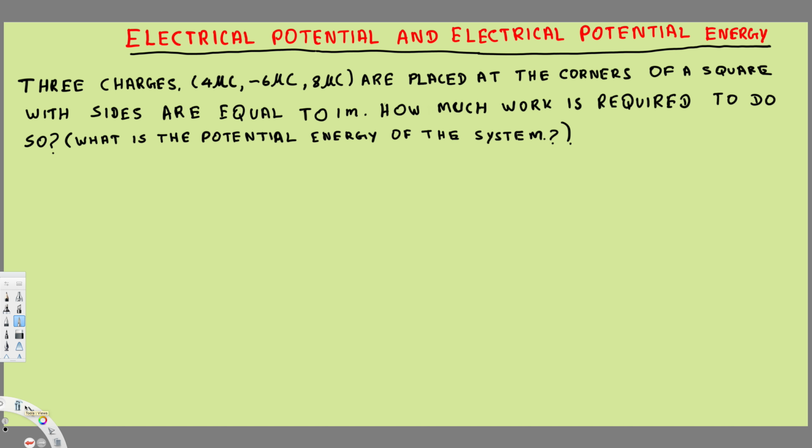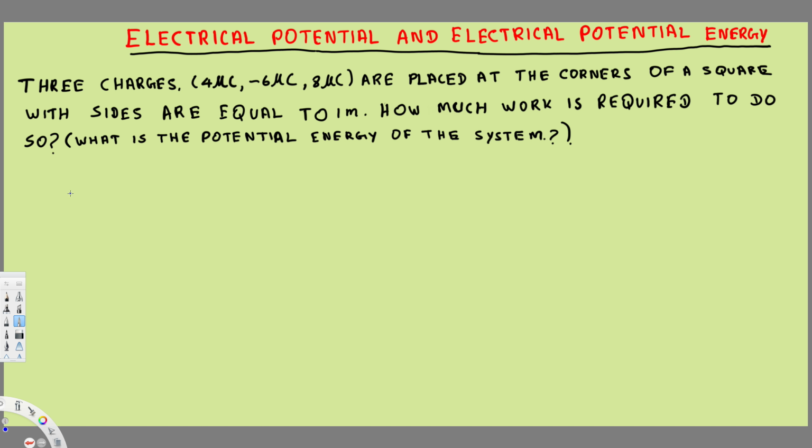Let's do this problem right here. The question is asking: three charges, 4 microcoulomb, minus 6 microcoulomb, and 8 microcoulomb, are placed at the corners of a square with sides equal to 1 meter. How much work is required to do so? What is the potential energy of the system? So let's see how we can do this.